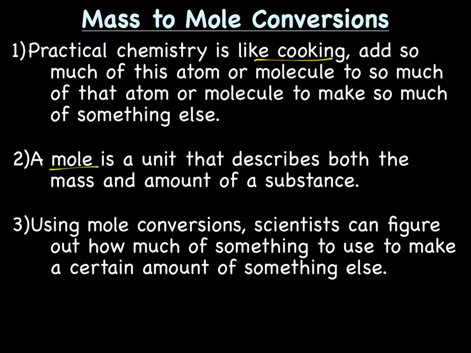A mole is a unit that describes both mass and amount. A mole describes an amount because we know the definition of a mole is 6.022 times 10 to the 23rd of something. The mole can describe a mass because of something called the molar mass. So now, using mole conversions, scientists can figure out how much of something to use to make a certain amount of something else. And that's really the point of mass to mole conversions.